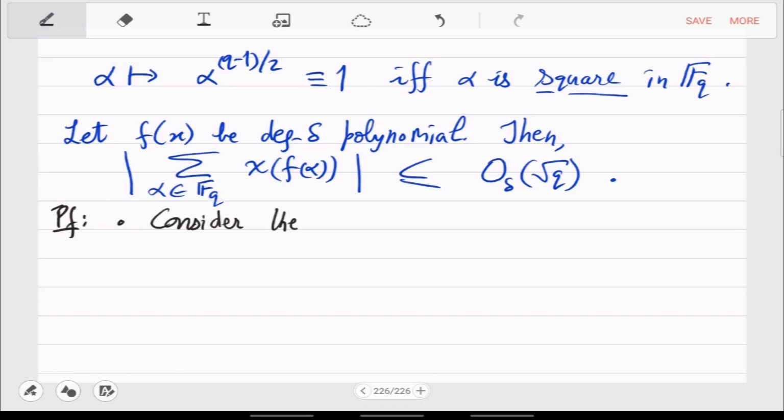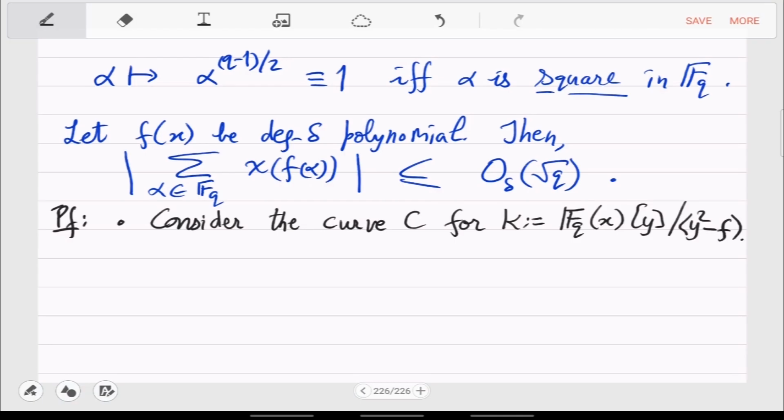consider the curve C for the function field F_q(x,y) mod y squared minus f. Okay, so the function field is given by this polynomial f(x), like this y squared minus f. This, by the way, is called a hyperelliptic curve. You will see this in assignments. So for this transcendence degree 1 field, there is a smooth projective curve, there is a model, and on that you apply a Riemann hypothesis.